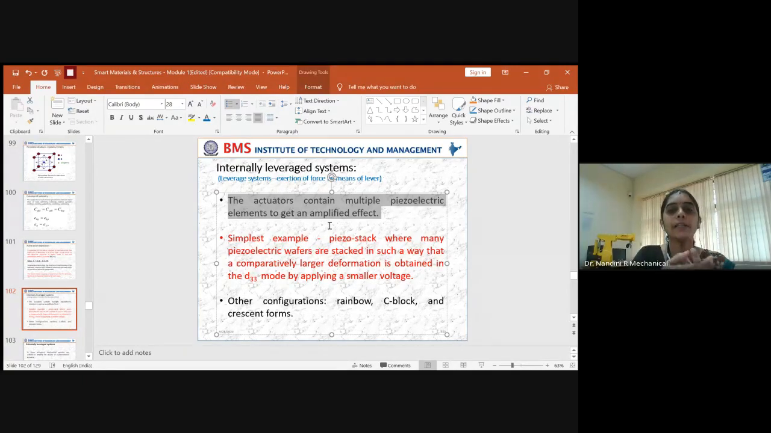So now you are using an internal leverage system, meaning you need some mechanical displacement or deformation. For that, you will be applying the electrical voltage. Based on the electrical voltage applied, the material will be subjected to strain due to which the body gets displaced, right? So if you just use a single piezoelectric element, you cannot get the required displacement. So you should use multiple piezoelectric elements so that you get an amplified effect as an output, where you get the required displacement or the moment for the required leverage system.